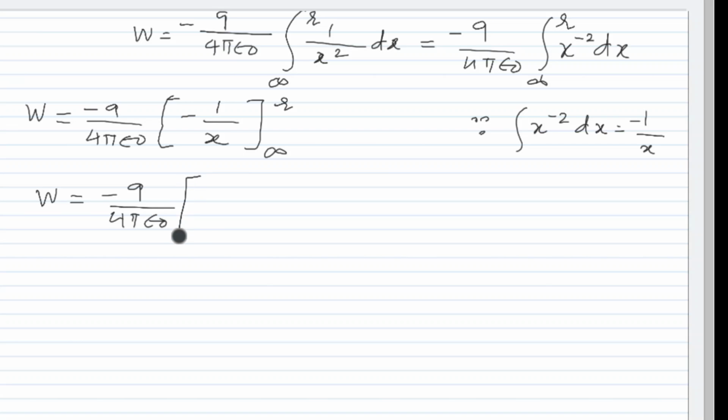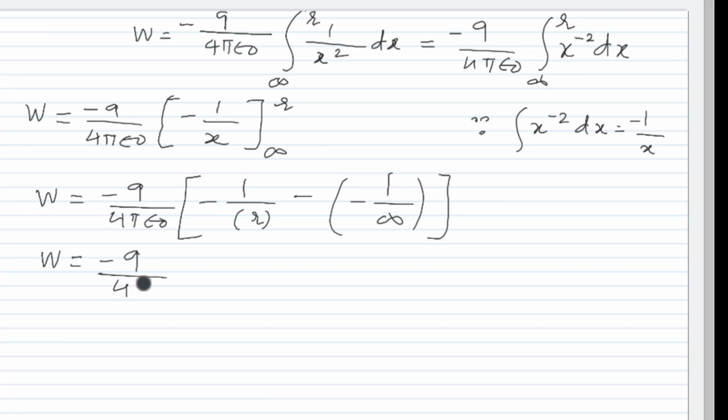Now how to solve this? When we put the limits, we will keep the minus sign as it is, and wherever x is there we'll put the upper limit first, that is r. In the formula the minus sign is there, that I'll put here. 1 upon wherever x is there, now the lower limit we will put, and in this way the bracket is closed. So W is equal to minus q upon 4 pi epsilon 0.